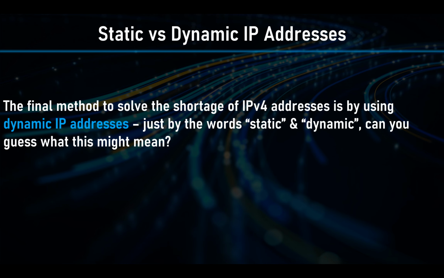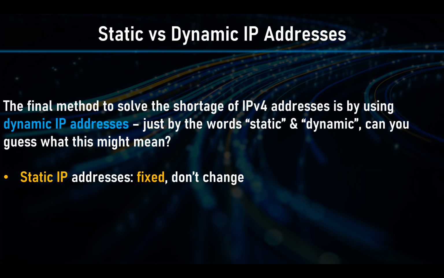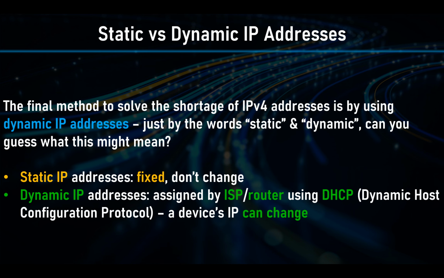So the final method to solve this shortage of IP version 4 addresses is using dynamic IP addresses. Just by the words static and dynamic, can you guess what these might mean? I think we've actually mentioned this already. Static IP addresses are fixed, they don't change. In contrast, dynamic addresses can change. They're also going to be assigned by the ISP, the internet service provider, which is the company that you're buying your monthly internet package from.